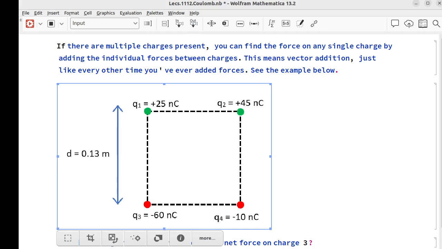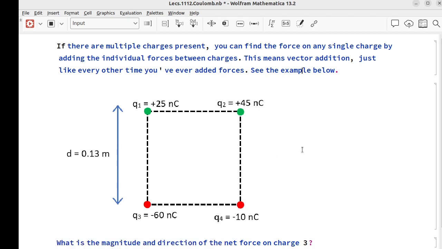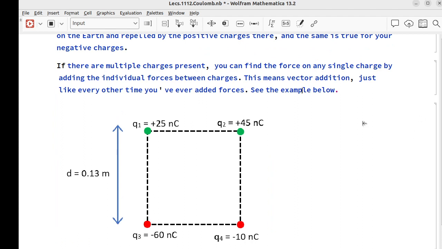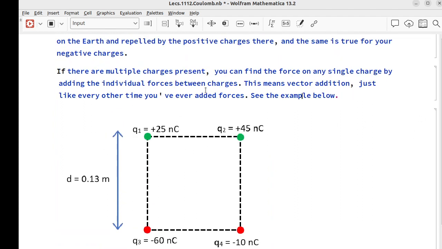The force between charged particles, in one sense, is just like every other force you've ever seen. It's just one more thing that goes on the left side of Newton's second law, where we look at the sum of the forces when we want to see how a mass moves. If we have several charges present, you can find the force on any single charge by adding the vector forces between charges. So this is just like what you would have done last semester.